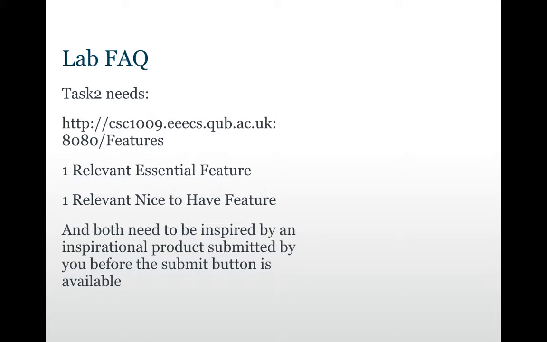The second task asks you to find an inspirational product, so really find a credible product and really try to learn from that. You're asked to include one essential feature and one nice-to-have feature from that product. Okay? Now, they all have to relate to the same inspirational product. Otherwise, the submit button won't appear. So you get a little bit more feedback saying what you have to do this time. Okay, so that was one of the main issues people had last year.